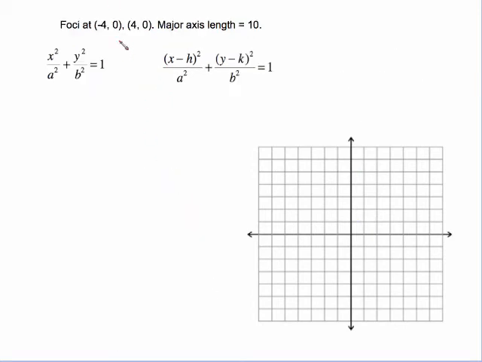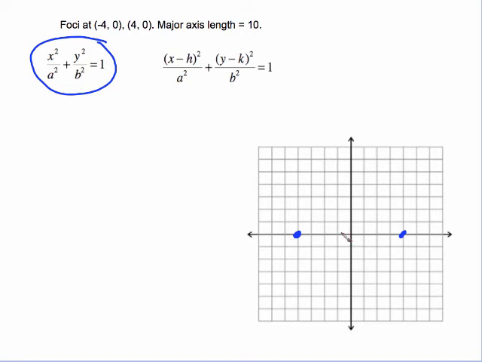Another one, now we've got the foci at negative 4, 0, and 4, 0, major axis length is 10. Foci at negative 4, 0, and positive 4, 0. That tells me that my center is 0, 0. I get to use this shorter version right here. The foci are located on the major axis. The major axis length is 10.